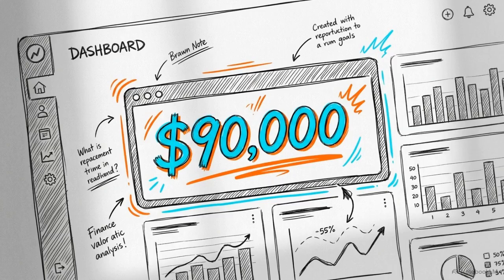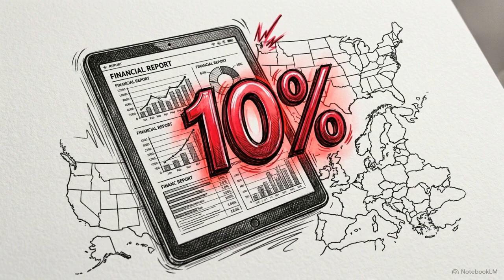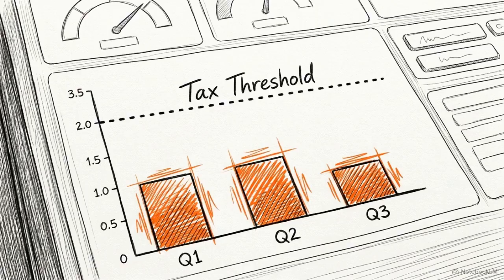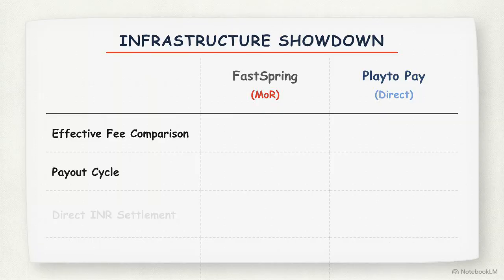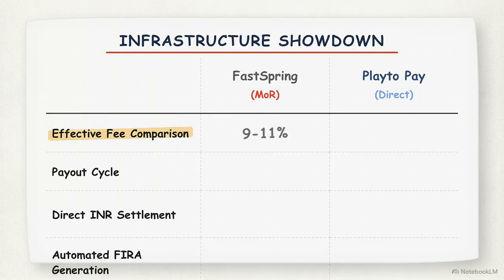If your business is doing under $100,000 a month, paying a 10% premium for US and EU tax features you haven't mathematically triggered yet is an irrational expense. Let's look at this comparison matrix to stack the legacy merchant of record model directly against modernized direct infrastructure. First, look at the effective fee comparison. You are comparing roughly 9 to 11% on FastSpring against a flat 4% on Playto Pay.